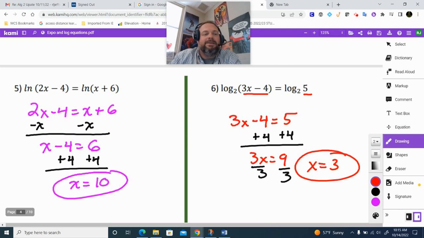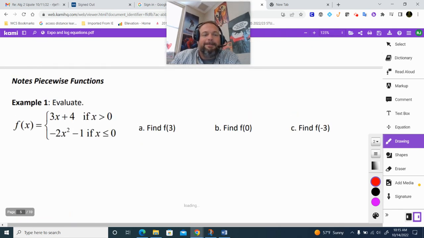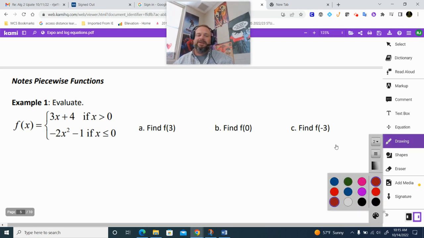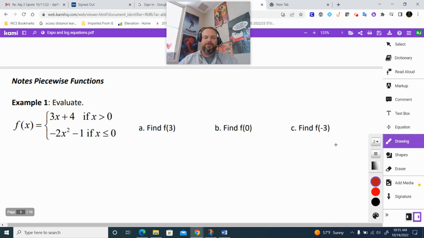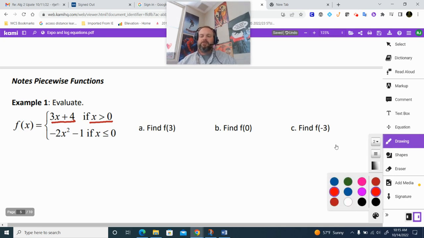Okay, all right, piecewise functions. We will see some graphs of this later, but you're given two rules. We're going to use this if x is greater than 1. Okay, we're going to use this if x is less than or equal to 0. I think I said 1 a while ago, but that's a 0. Y'all know what I'm saying.